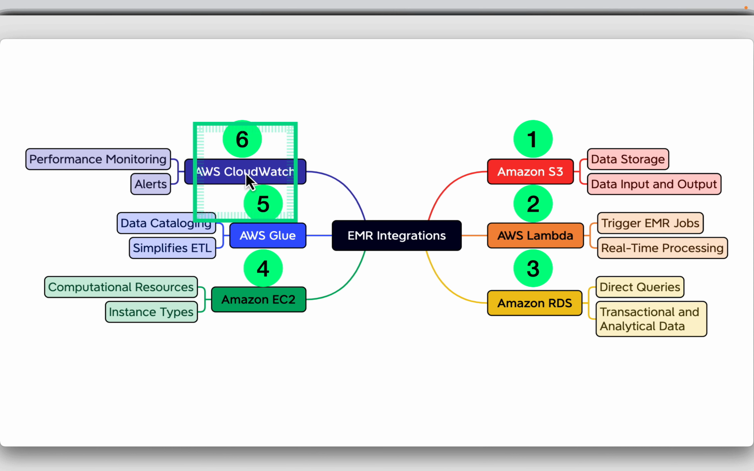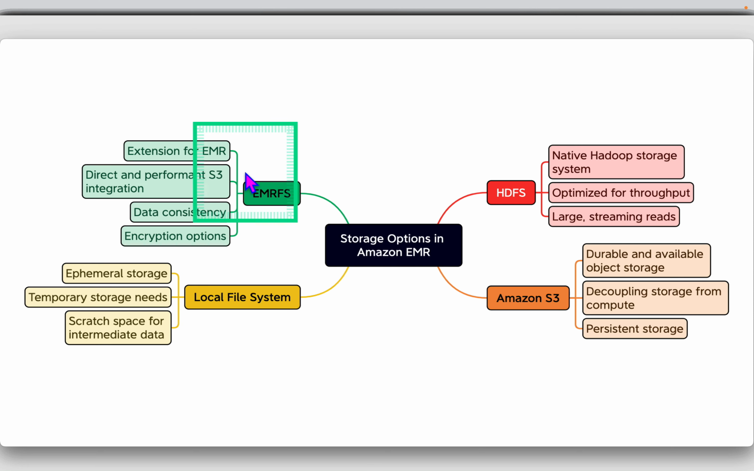AWS CloudWatch. Integration with CloudWatch allows you to monitor the performance and health of your EMR clusters in real time. Alerts can be set up for specific metrics or events.